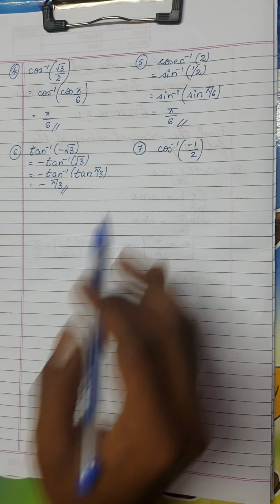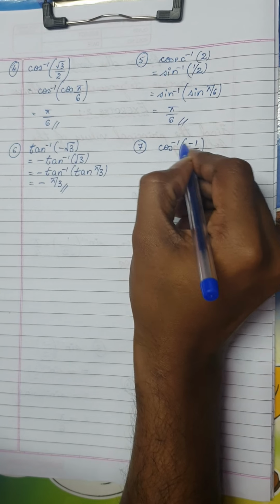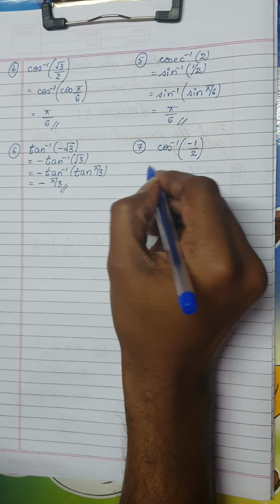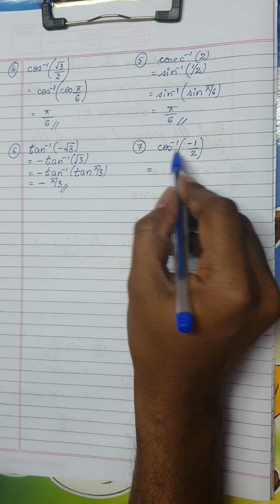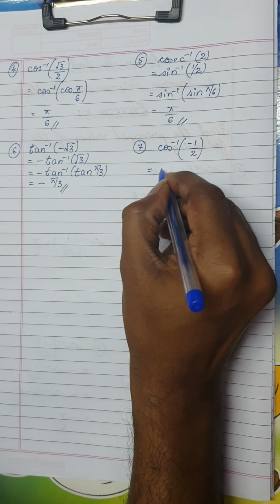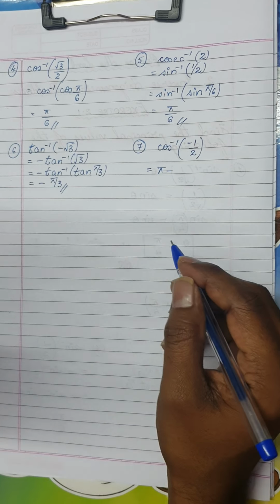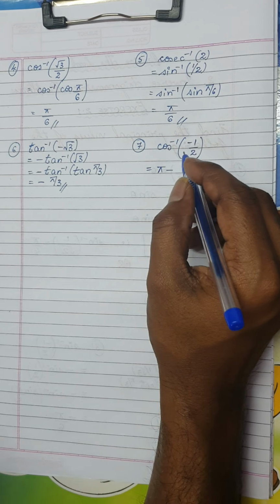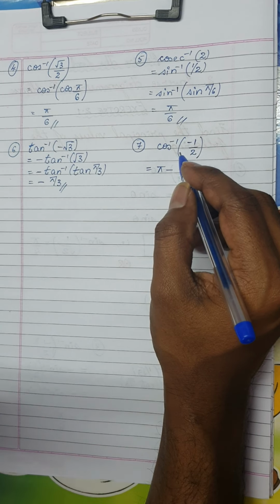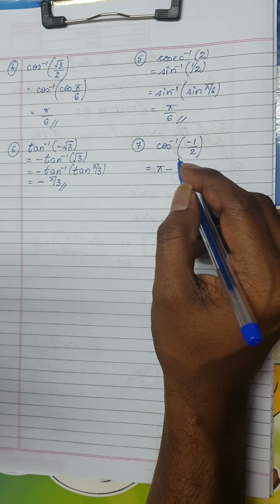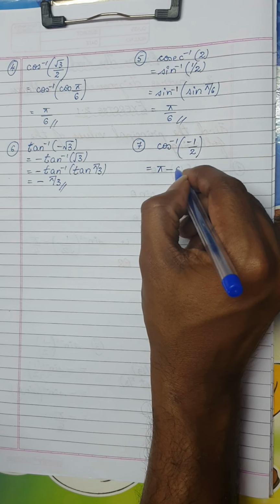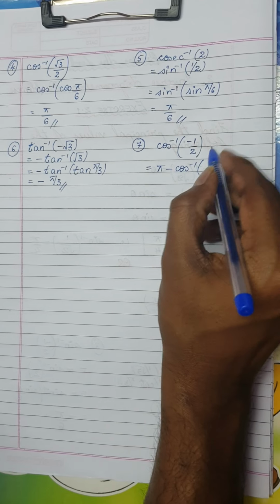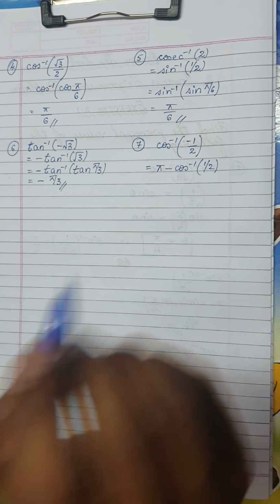The next question is cos inverse of minus 1 by 2. Remember, cos inverse of minus x is pi minus cos inverse x. For 3 functions we have pi minus, and for the other 3 functions we have directly minus. You should be very careful. If you can remember the 3 functions which have directly minus, the other 3 will automatically be pi minus. So it is pi minus cos inverse of 1 by 2.